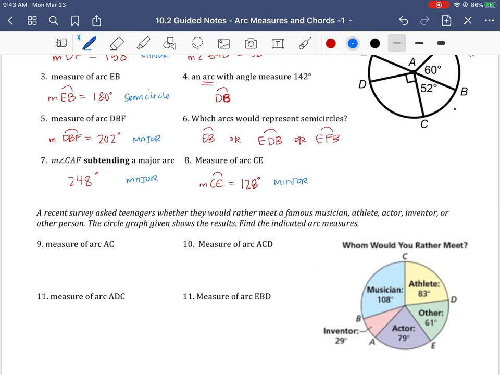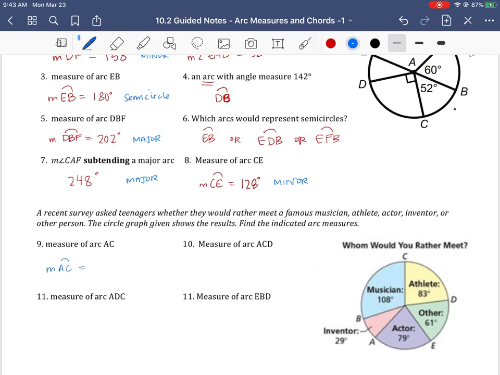This example says a recent survey asked teenagers whether they would rather meet a famous musician, athlete, actor, inventor, or other person. The circle graph given shows the results. Find the indicated arc measures. So looking at this circular diagram here, pie graph, if we wanted to find the measure, again, and I'm going to use this notation, the measure of arc AC, then we are looking at A to C.